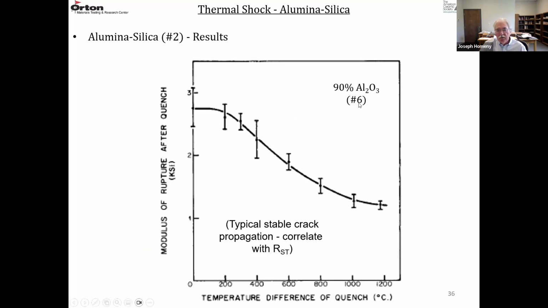So this is a typical result, and this was sample number 6, a 90% alumina refractory, modulus of rupture after quenching, and then the quench temperature difference. So this is a very stable type behavior, typical stable crack propagation. This would correlate with the RST, should correlate with RST.